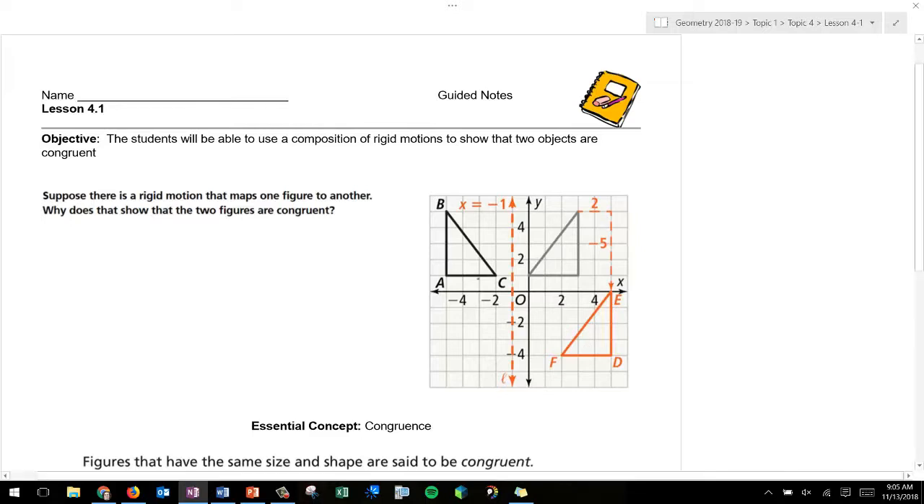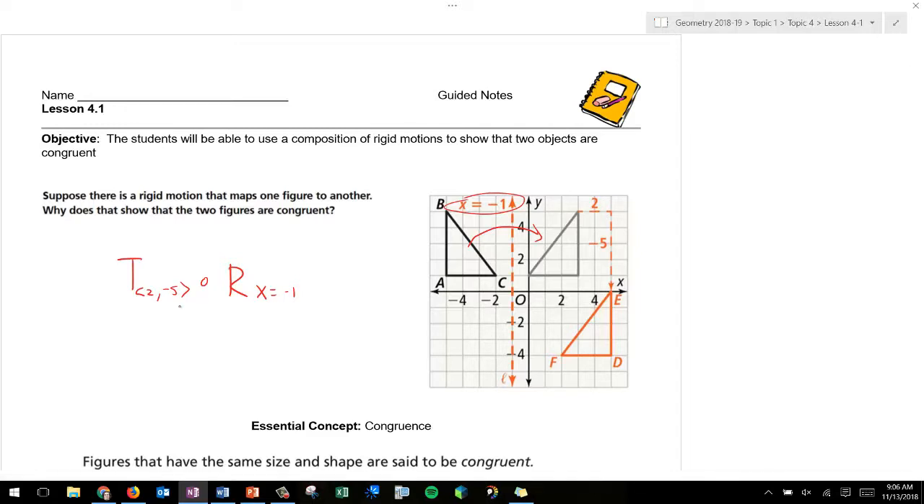So if we look closely, it appears that black goes to gray, which was a reflection over the line x equals -1. They gave that to us right here. And then it looks like they did a translation, and it appears it went 2 units to the right and 5 units down. So that was the rule that carried the black figure onto the red figure.